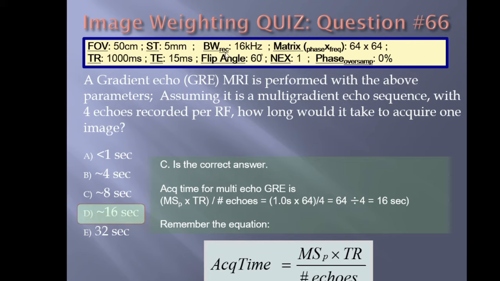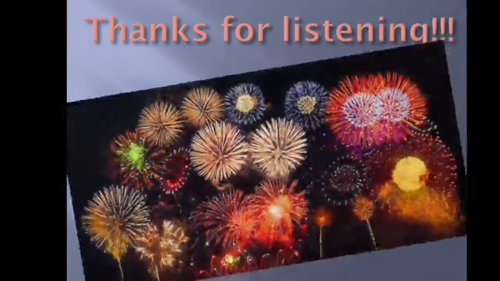For bonus credit, what's the weighting on this? Large flip angle, long TR, short TE. T1, very good. You guys are very good.